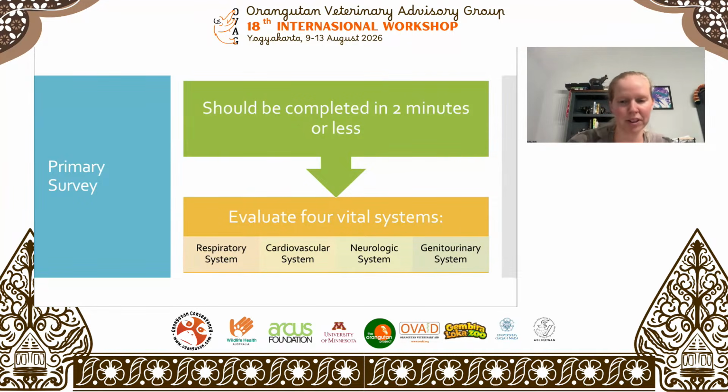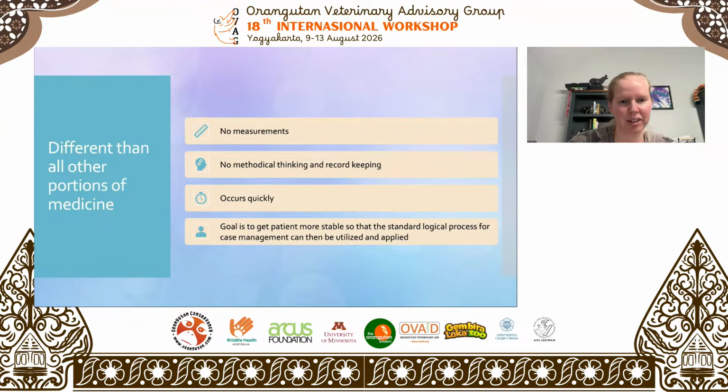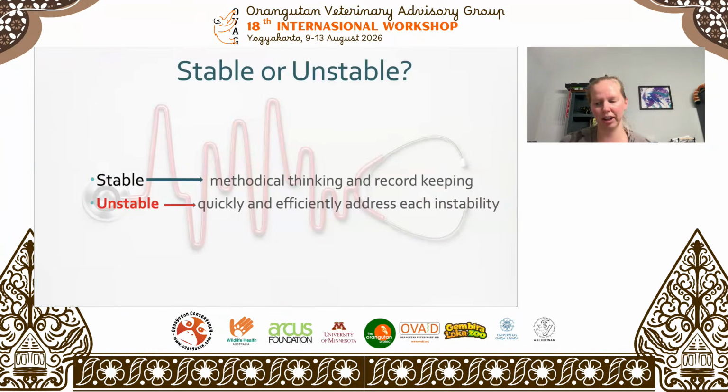So I know we've been over that before, but I just wanted to remind us that, again, this is just a quick survey that we are doing. And when we are surveying all of these different areas, when we identify something that is unstable in any of those different organ systems, then we take action to try to stabilize them. And we've gone over that.